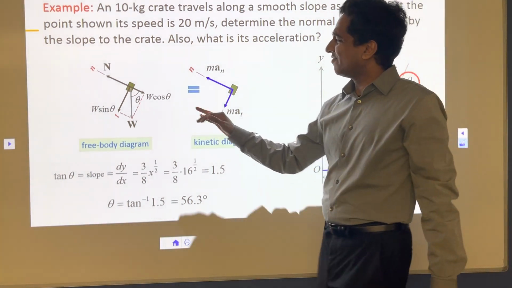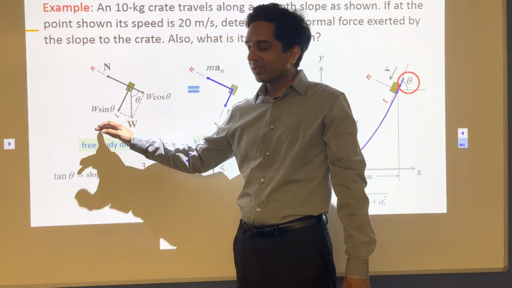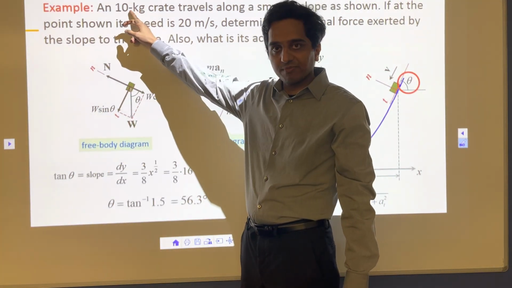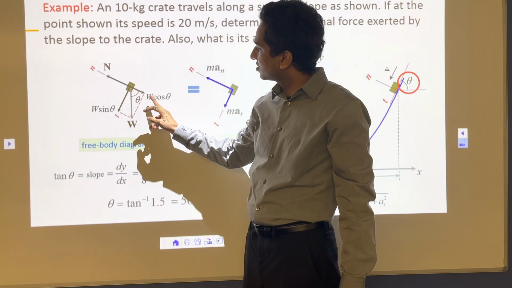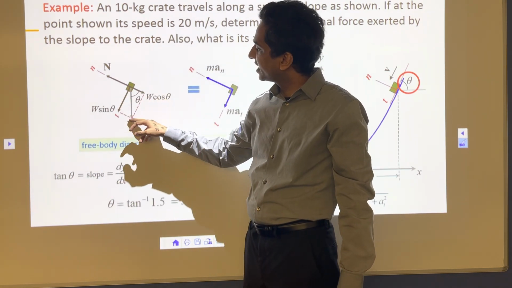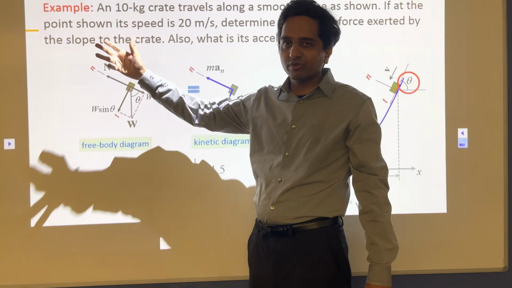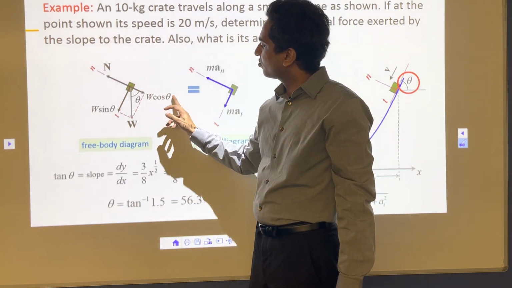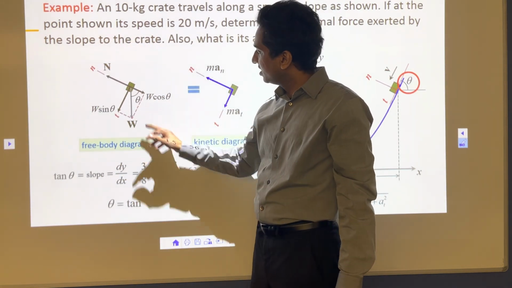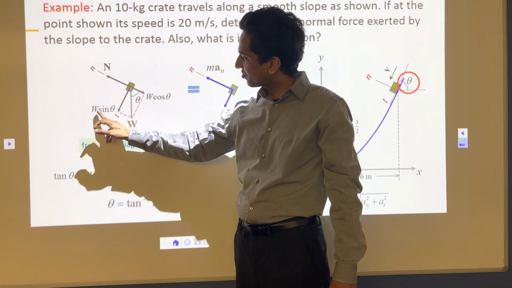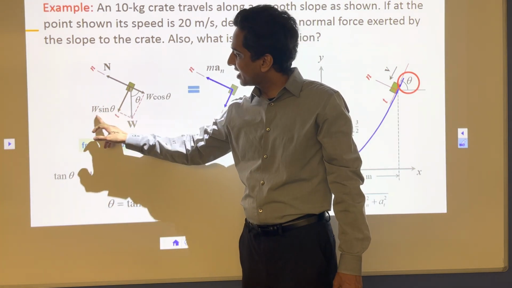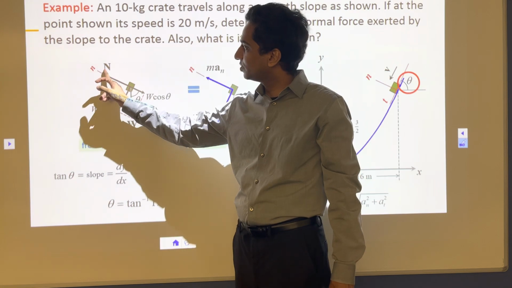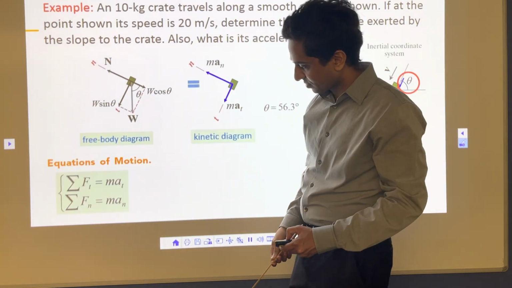Now I have an angle, I know what are these forces. I already have weight 10 kilogram. So 10 kilogram, I have 10 cos 30, 10 into 9.81. So whatever 10 into 9.81 will be 98.1. 98.1 cos 56.3, 98.1 sine 56.3. Now I have these forces, I should be able to find out n.